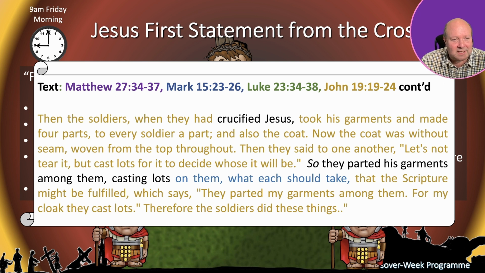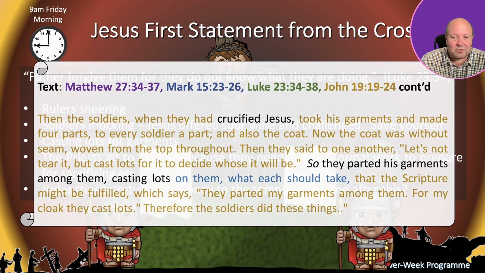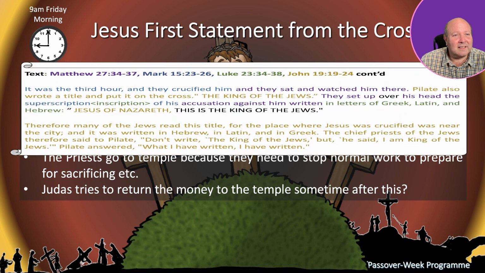So they parted his garments among them, casting lots on them, what each should take, that the scripture might be fulfilled: they parted my garments among them. Again, Psalm 22: for my cloak they cast lots. So the soldiers did these things.